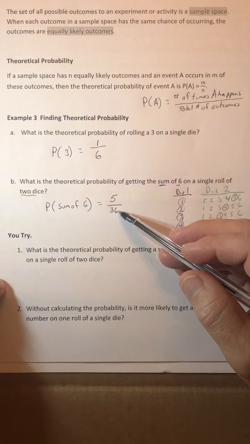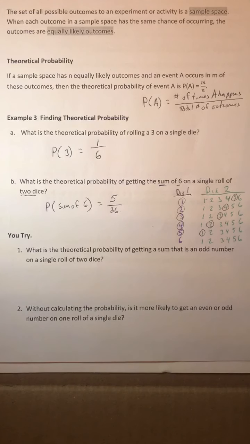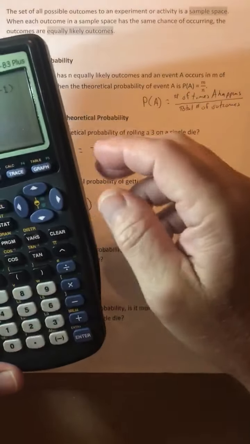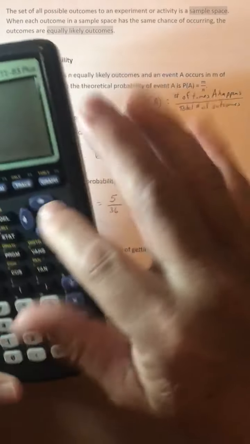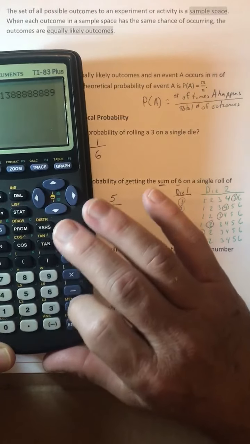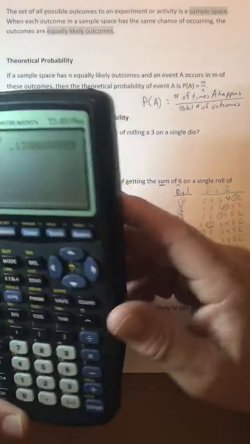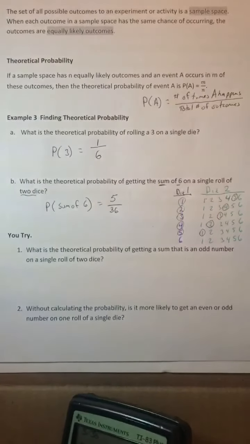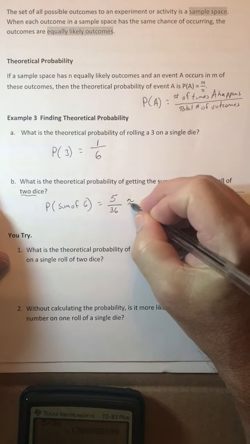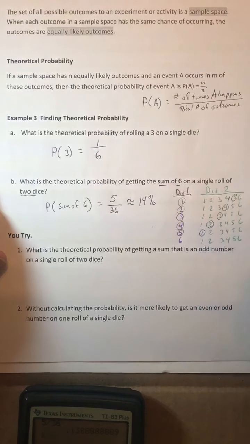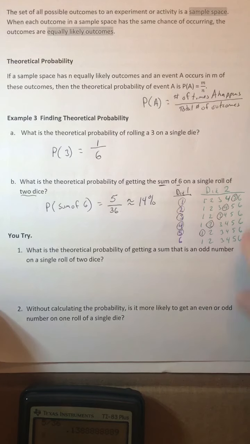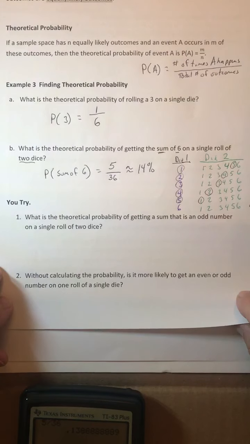And again, you can change this to a percent to write your answer. If you want to change it to a percent, all you have to do is divide. You'll get a decimal, and we can change it to a percent. So 5 divided by 36 gives me 0.138, which is approximately 14%. I'll take it either way, as a reduced fraction or as a percent. Then we've got 2 Try-Its for you to do.